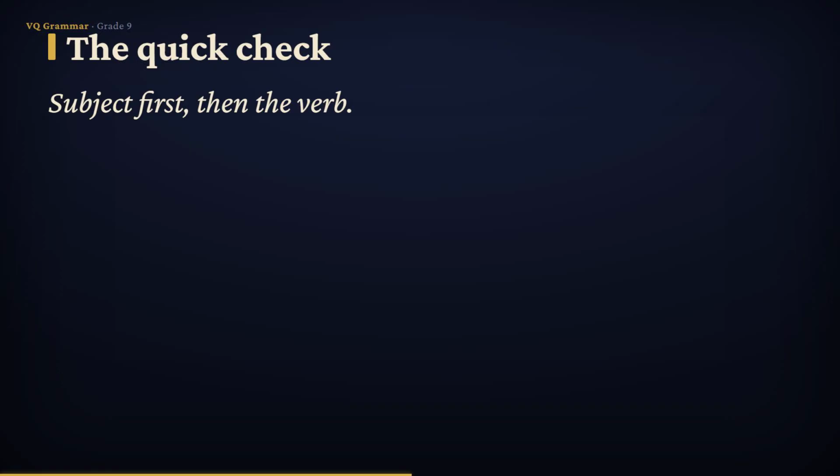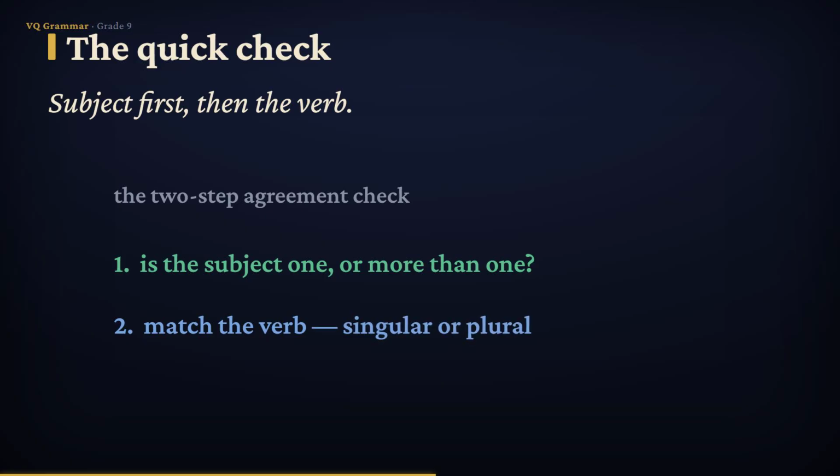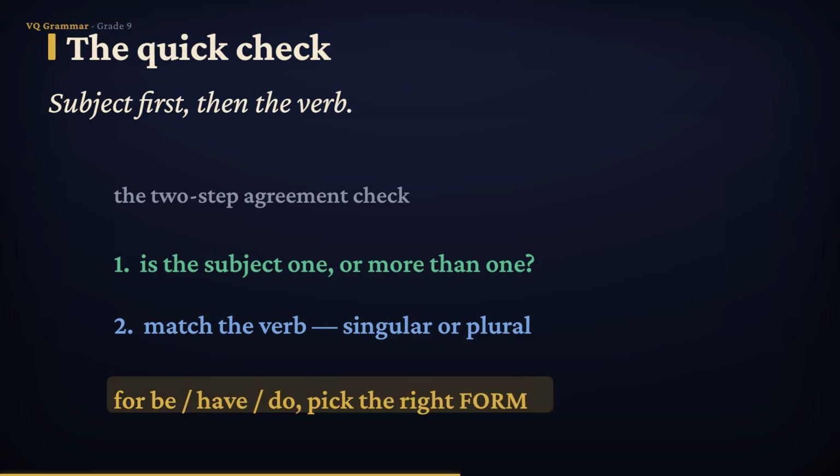Let's fold everything into a quick check you can run on any sentence. Step 1. Look at the subject. Is it one or more than one? Step 2. Match the verb to it. A singular subject takes the singular verb, and a plural subject takes the plural one. And whenever that verb happens to be, have, or do, just pick the form that fits. Is or are, has or have, does or do. Answer those 2 questions and agreement takes care of itself.